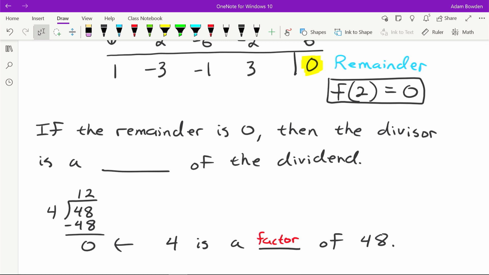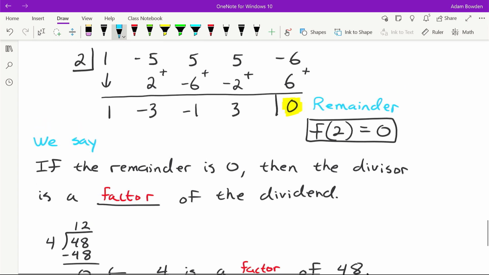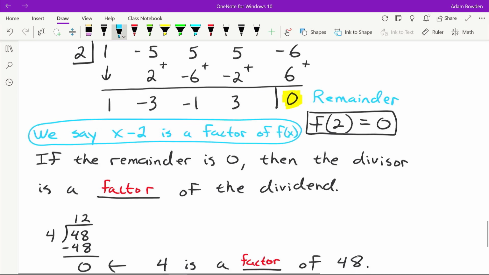Up above, we got a remainder of 0. So that tells me that I have a factor of the polynomial. We can say, since we divided by, in this case, x minus 2, we say x minus 2 is a factor of f of x if we have a remainder of 0.